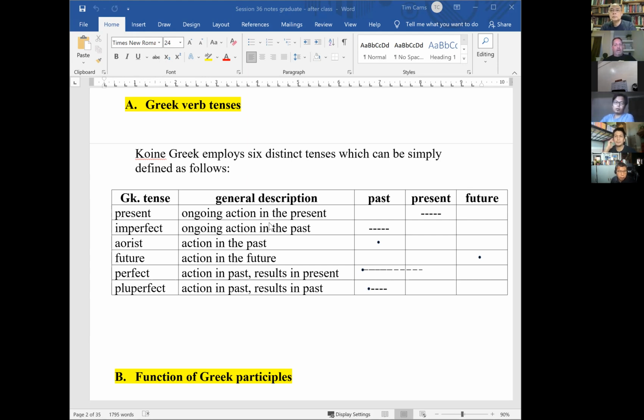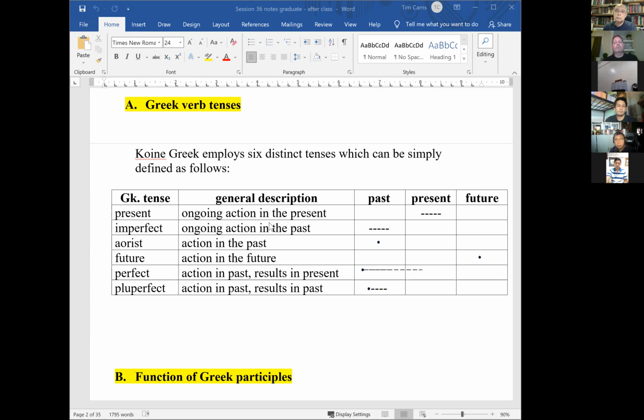Both refer to an action in the past, but the perfect tense has results from that action that still occur in the present. Whereas the pluperfect is action in the past, but the results are also in the past. Okay, and so that can be really helpful. There are only 80-something uses of the pluperfect in Greek, so you won't encounter that very often. But when you do, pay attention to that, because that's telling you something about the action involved: it was an action in the past that had results, but those results or consequences ended in the past. But the perfect tense in Greek is action in the past that has results in the present.